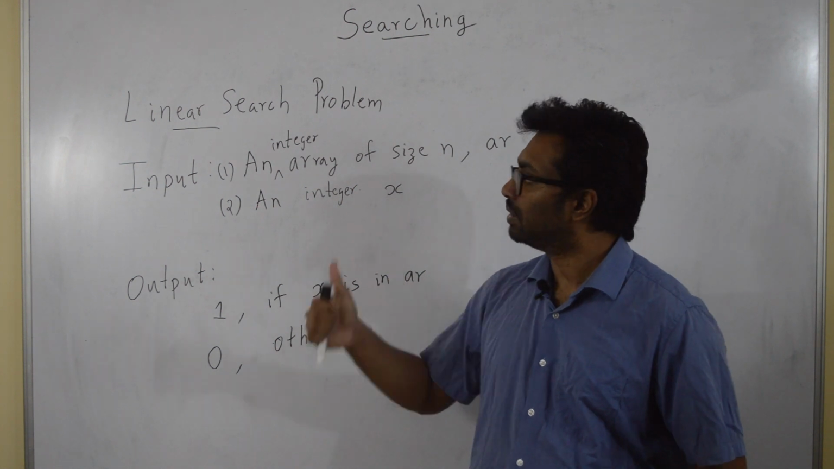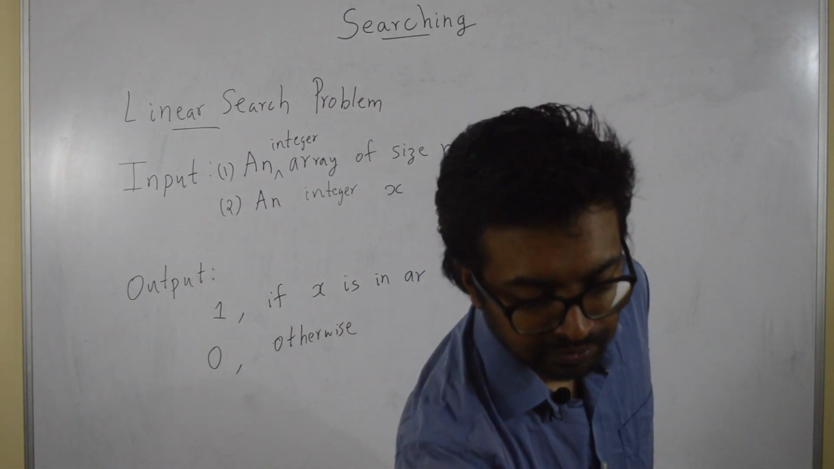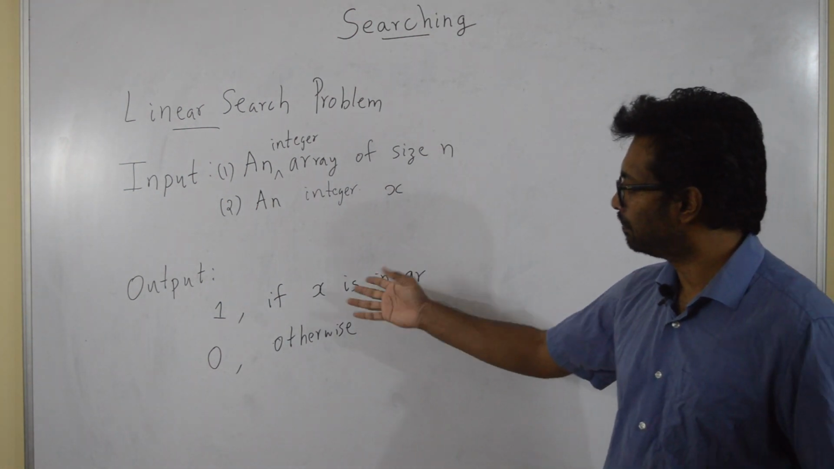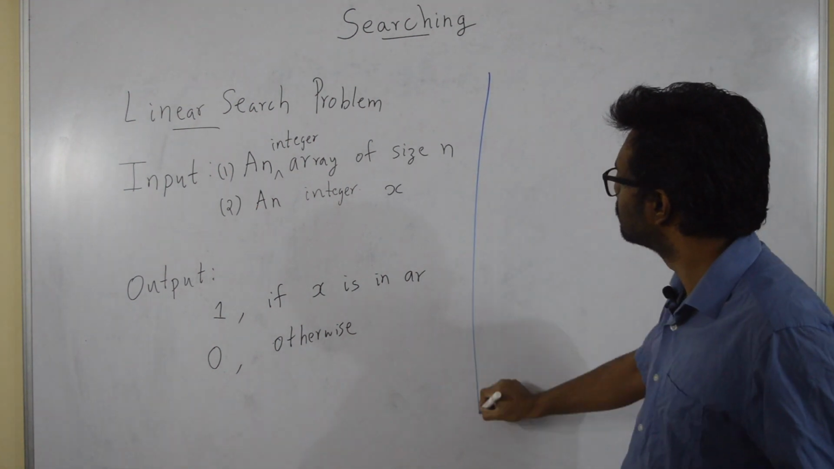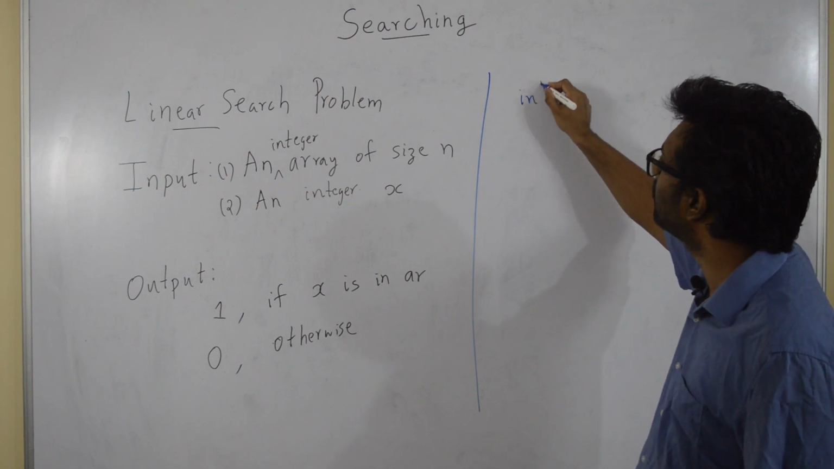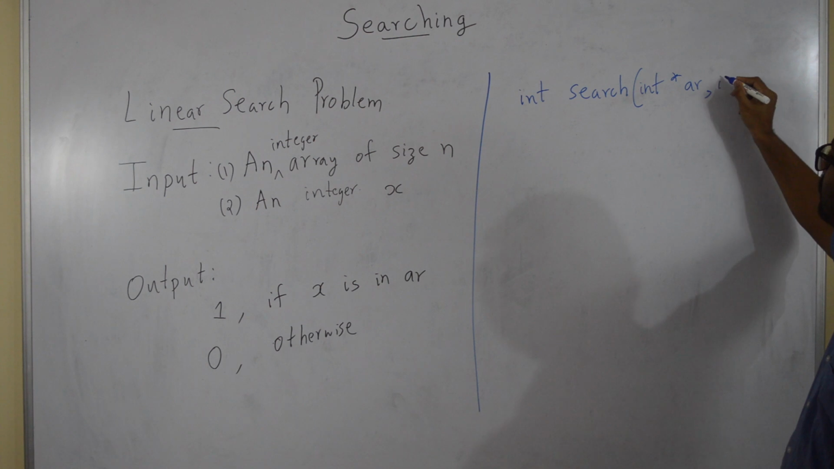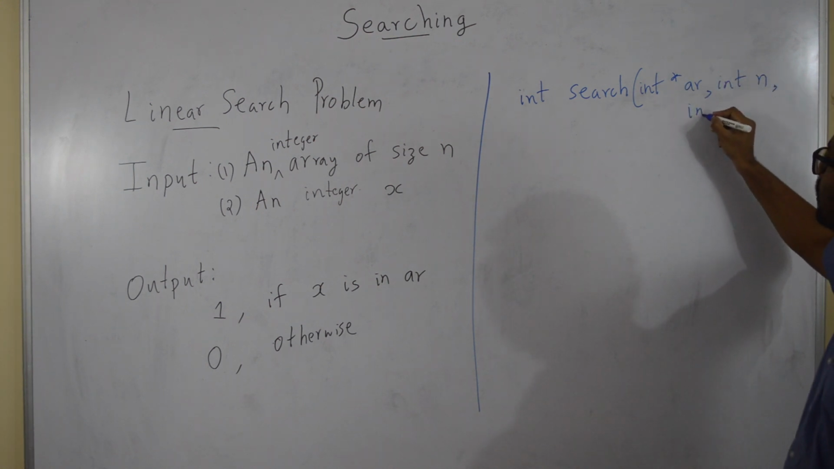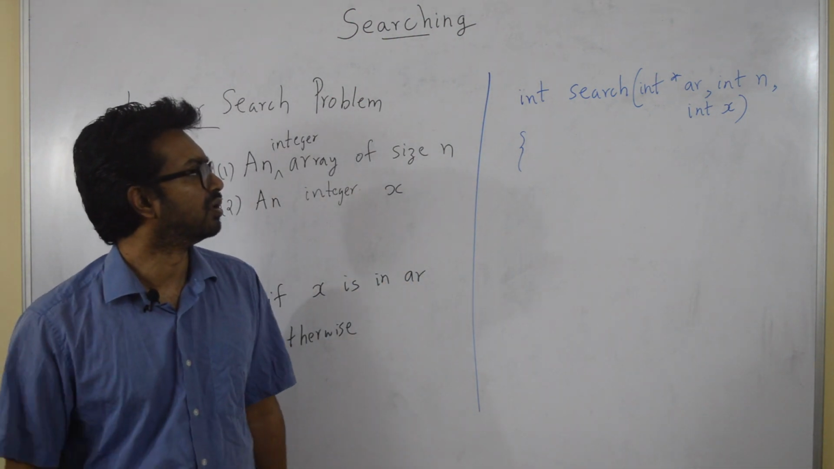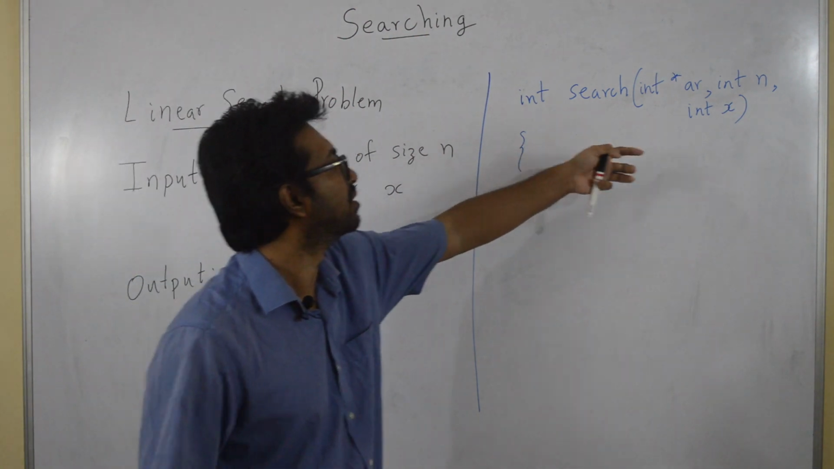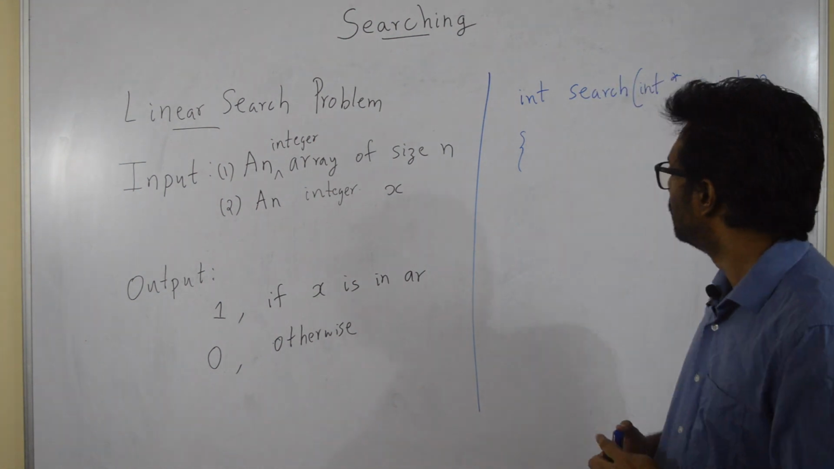Now, the linear search problem. We have an array AR, and I am interested in writing a function which searches for this integer X in AR. Let me call this function search, and it's going to return an int: int search(int *ar, int n, int x), where n is the number of elements in the array. This is my input. How are you going to check for this x in AR? You're going to run a for loop, look at each array entry, and see whether that is equal to x or not. So let's just do that.